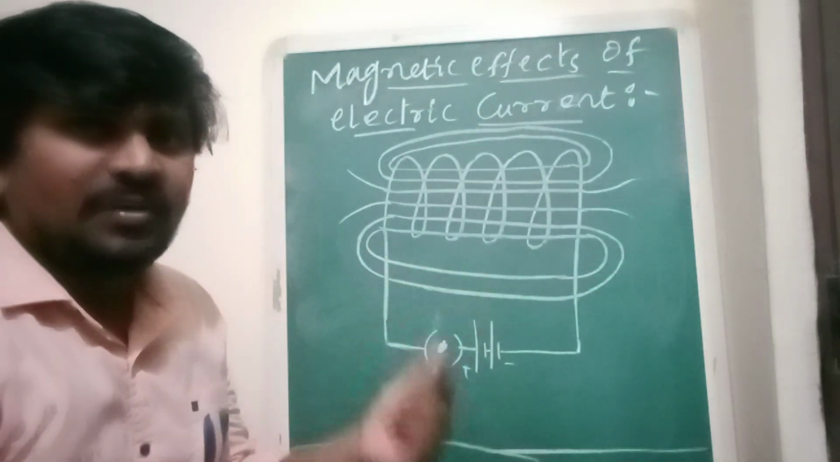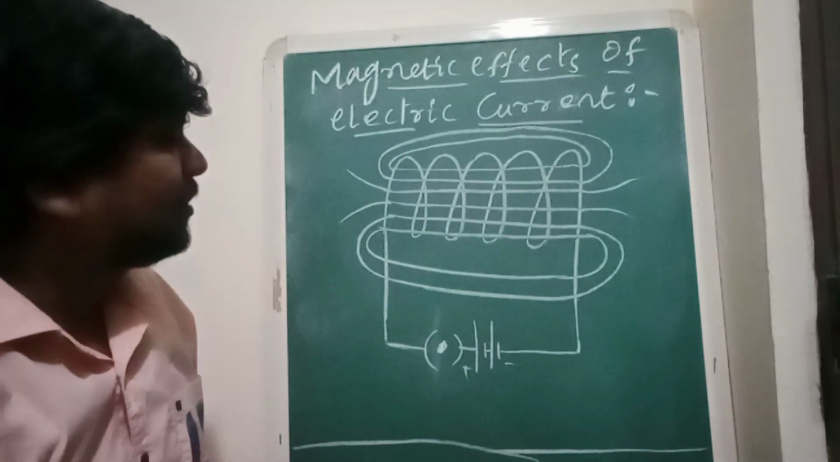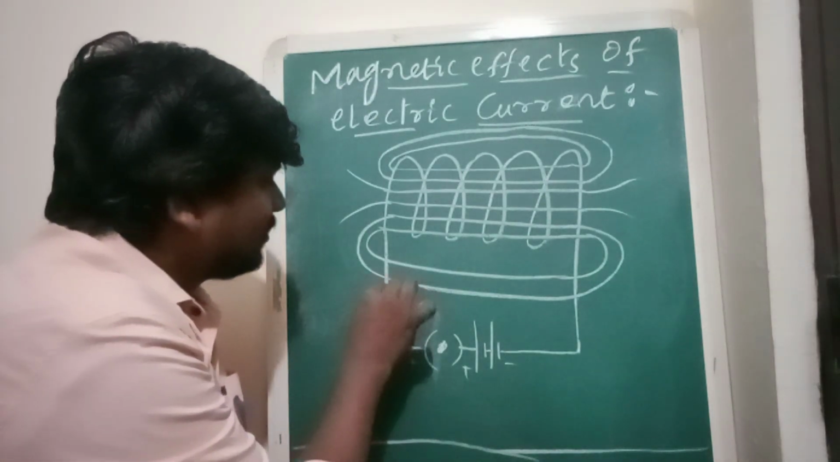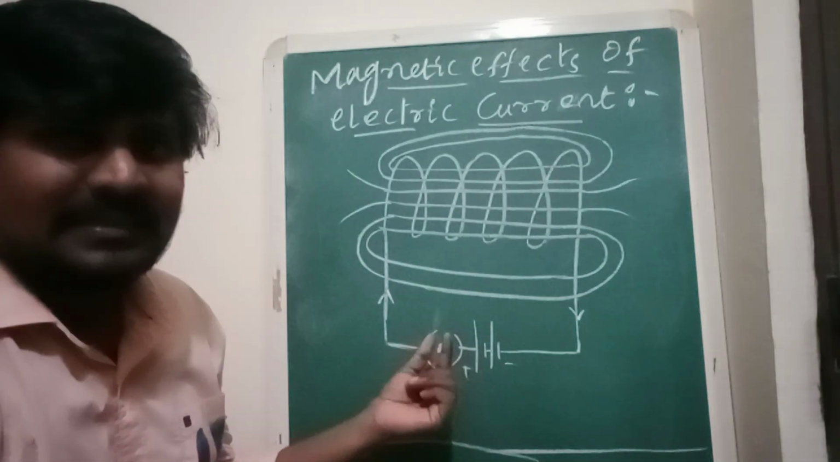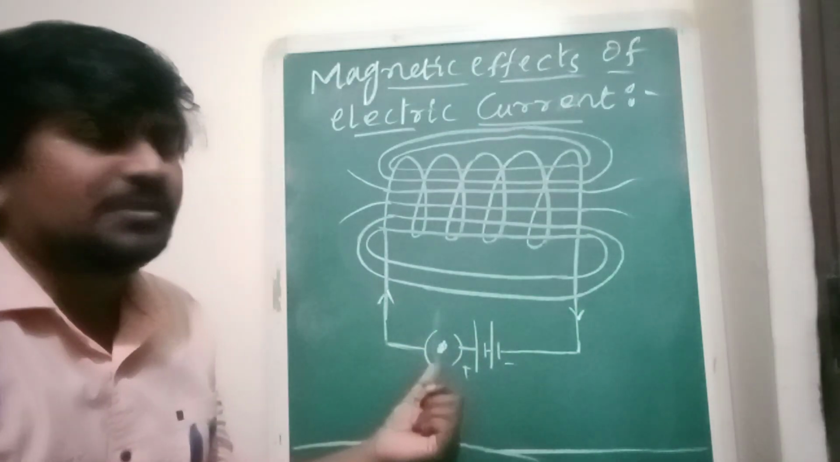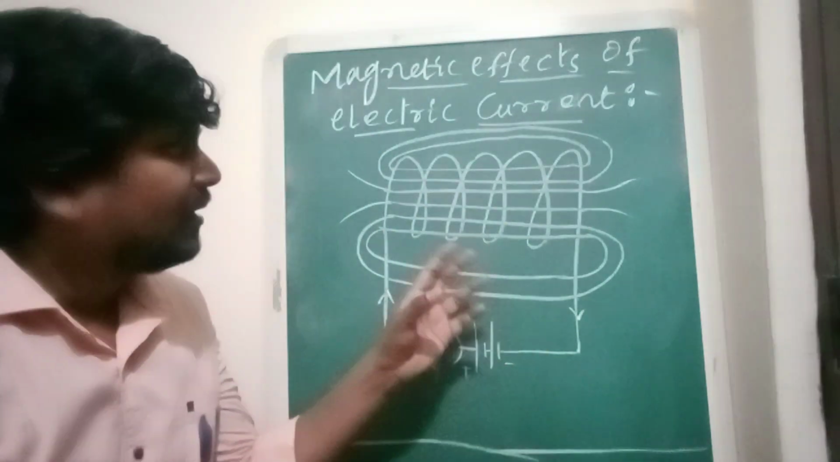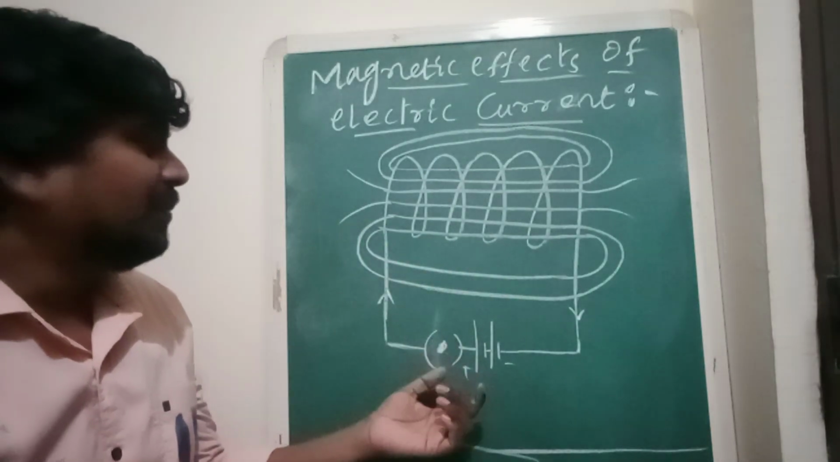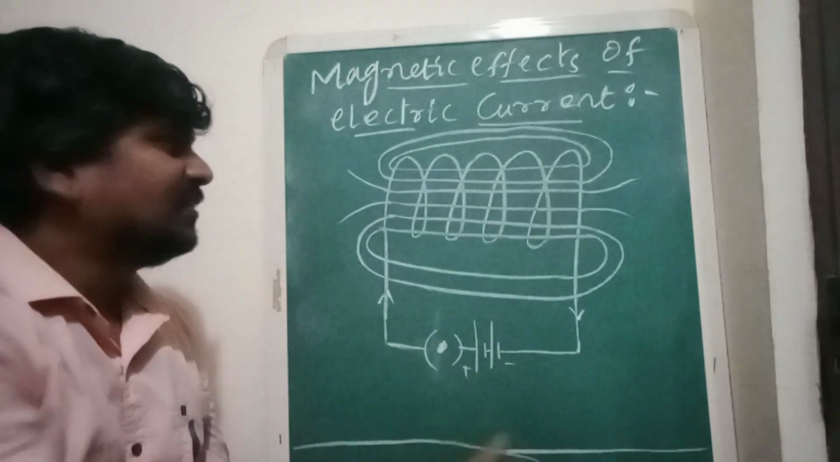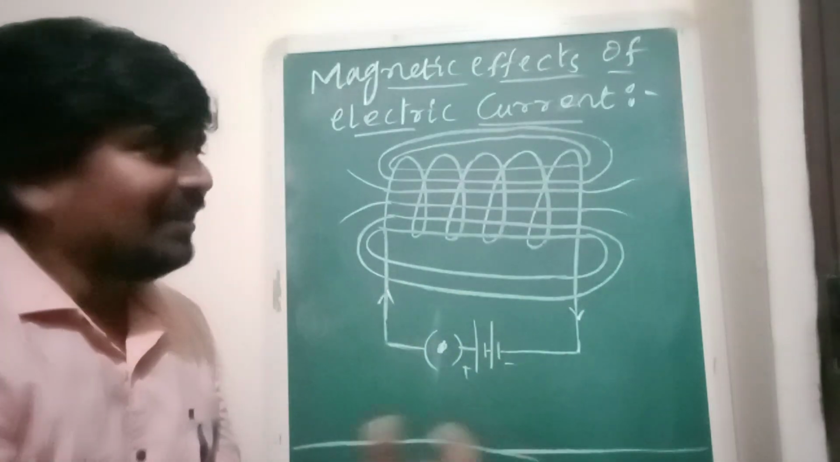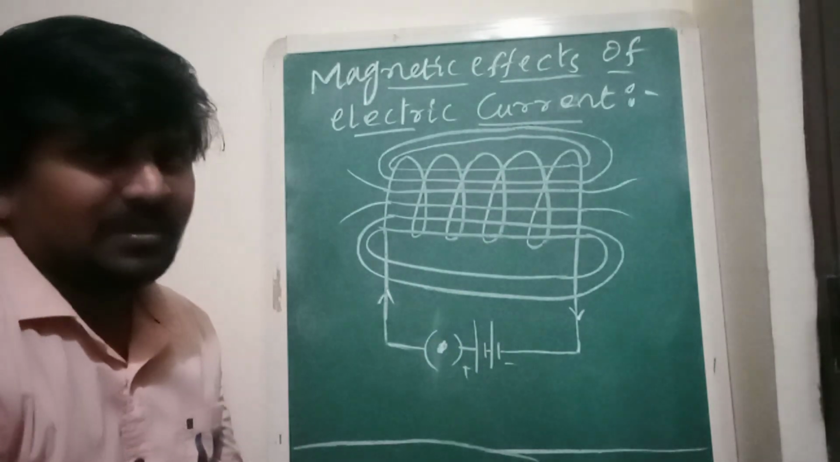Are you understanding? Are you following my points? So here you can consider, current is passing through it, and here also. Current starts moving from the positive terminal to the negative terminal. So when the current starts moving from the battery, the coil acts as a magnet, the cylindrical shape, that is nothing but a solenoid. The solenoid acts as a magnet, that is a temporary magnet.